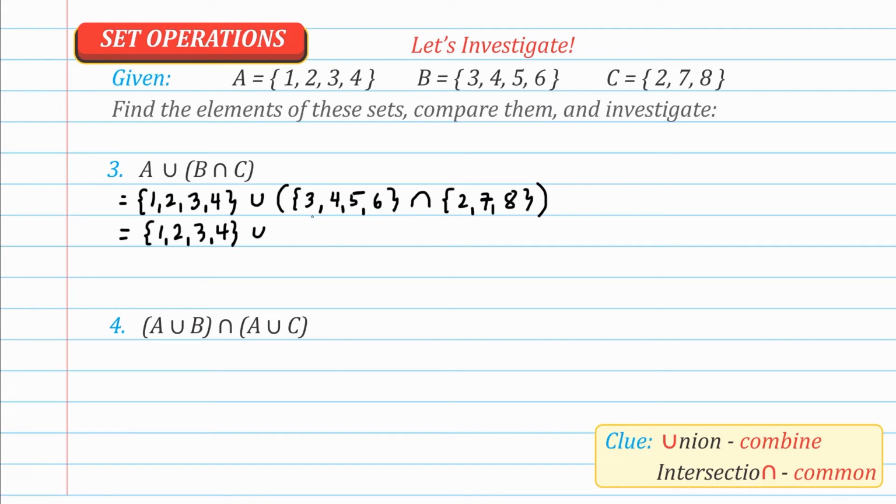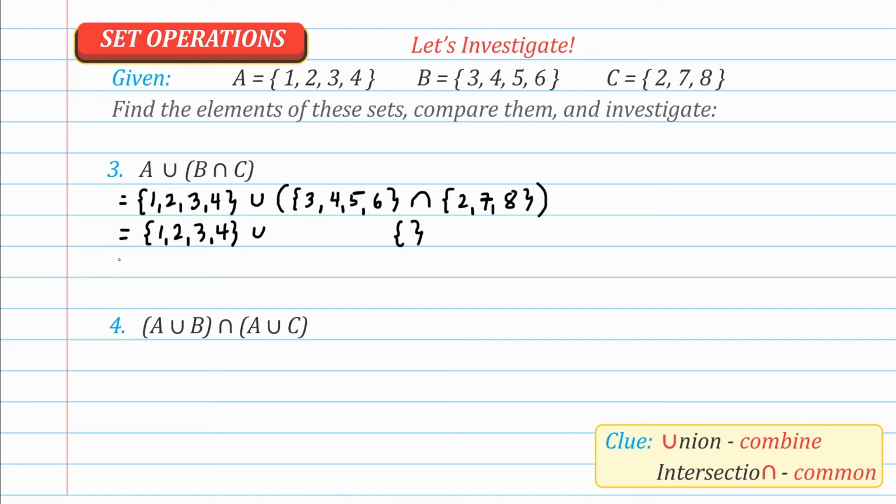Okay, next. So let's get this time the intersection. Ano na nga ibig sabihin ng intersection? It means common. So let's write the common elements of these two sets. So let's check at 3. Is 3 common? Hindi po. Is 4 common? No. Is 5 common? No. Is 6 common? Nako, wala. 3, 4, 5, 6, 2, 7, 8. Therefore, the intersection of B and C is what? It's the null set.